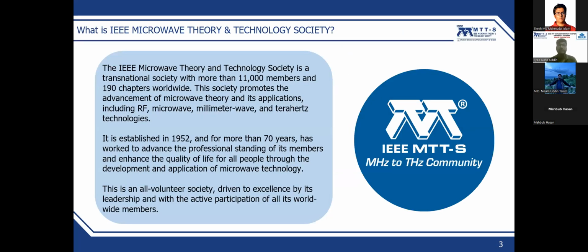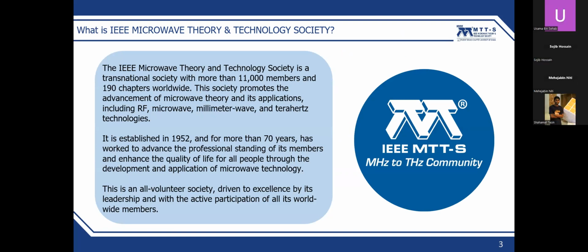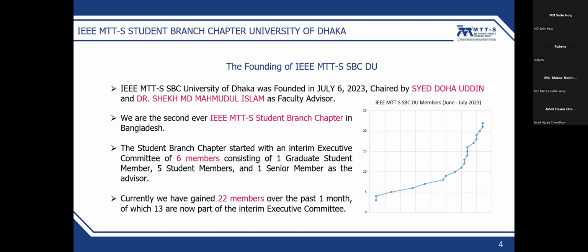For those who are joining us for the very first time, IEEE is the largest professional and technical organization, which works towards the advancement of technology for the betterment of humanity. The Microwave Theory and Technology Society is part of a specialized group that focuses on the advancement and exploration of microwave theories and technologies in different fields, such as medical technology, radar systems, space exploration, and wireless communication. The society currently has over 11,000 members and 190 chapters worldwide. From its establishment in 1952, for more than 70 years, it has been working towards advancing the professional standing of its members.